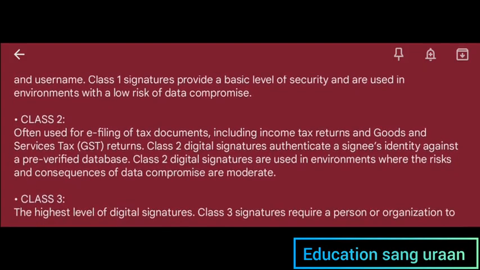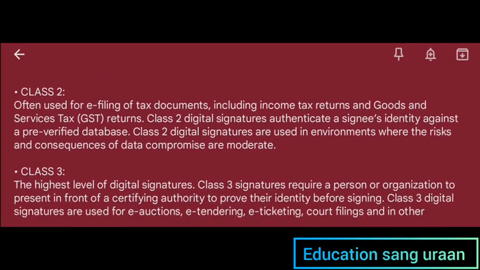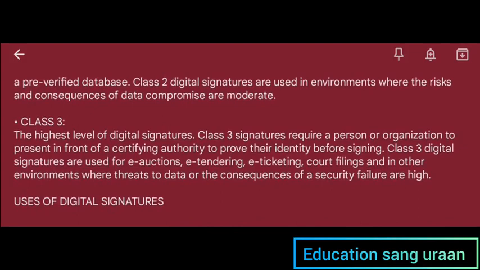Class 2 is often used for e-filing of tax documents, including income tax returns and goods and services tax (GST) returns. Class 2 digital signatures authenticate a signee's identity against a pre-verified database. Class 2 digital signatures are used in environments where the risk or consequences of data compromise are moderate.